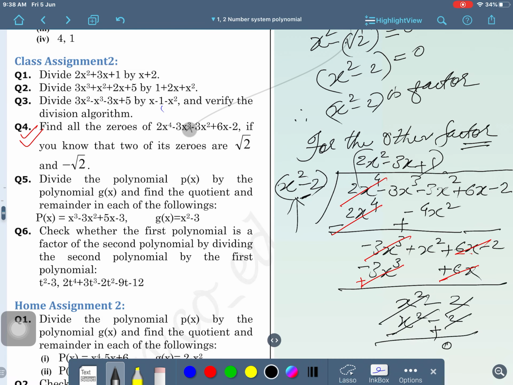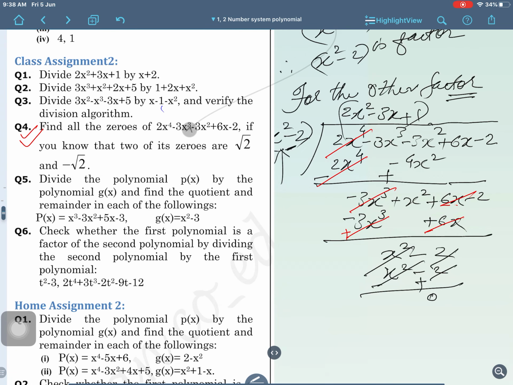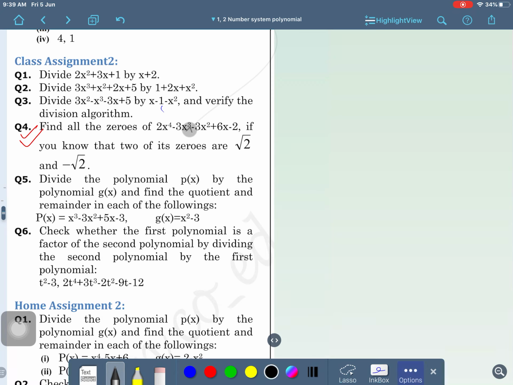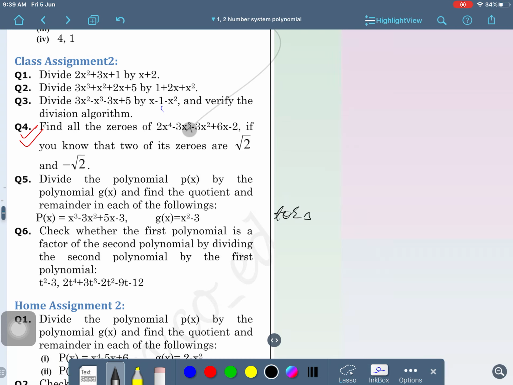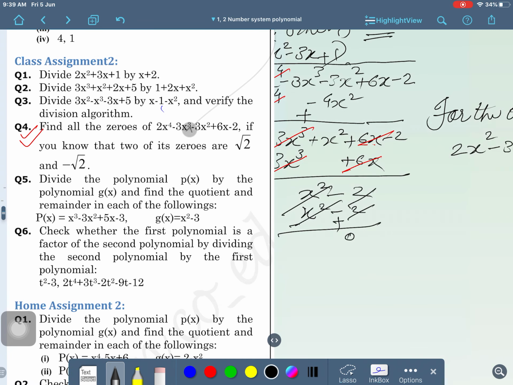Now another factor comes here. So what? The 2x square minus 3x plus 1. We also can give the other factors here. What are the other factors? The quotient is 2x square minus 3x plus 1. Clear?